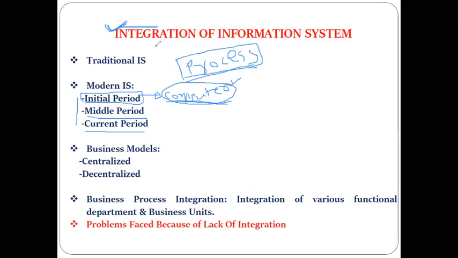Now, if you want to do the integration of business processes, we need the network, yes or no? All of you agree? Yes, we need the network. We need the internet. These kinds of things we require.